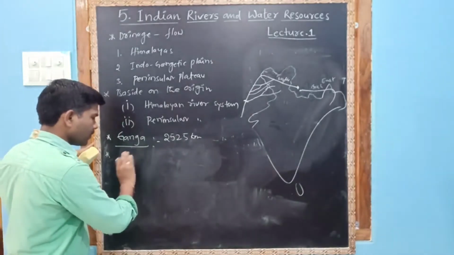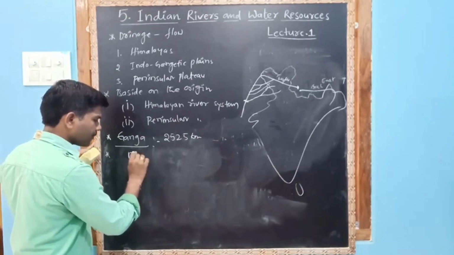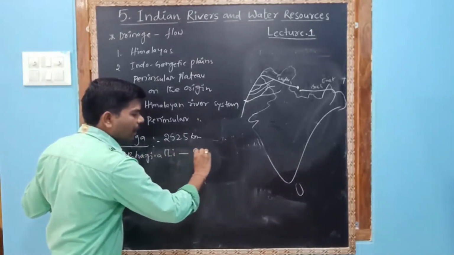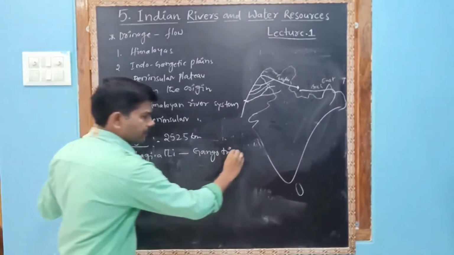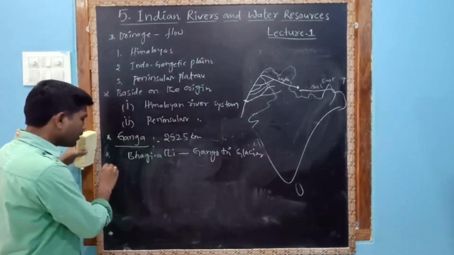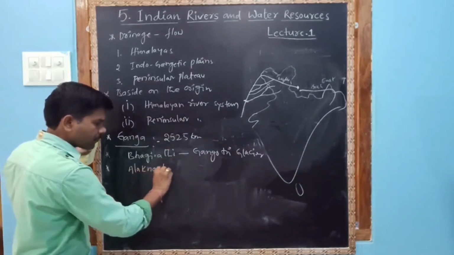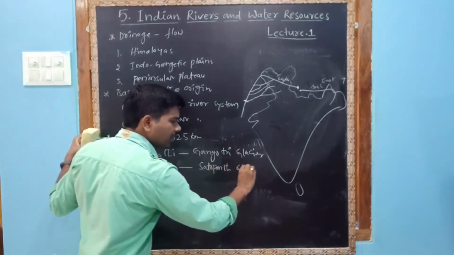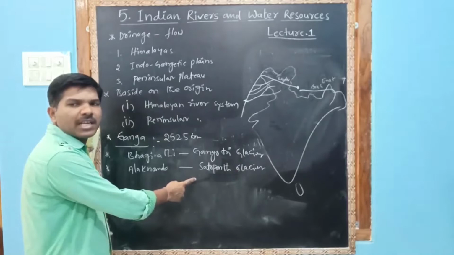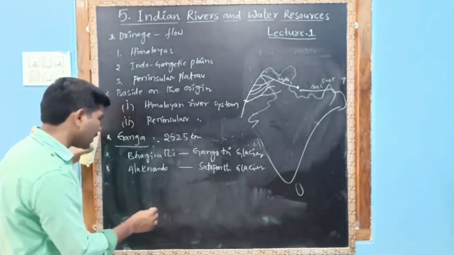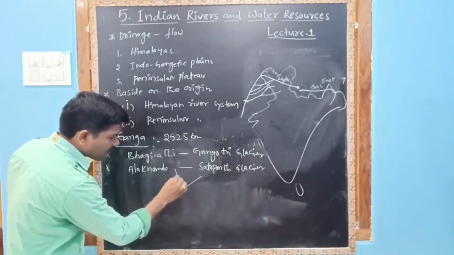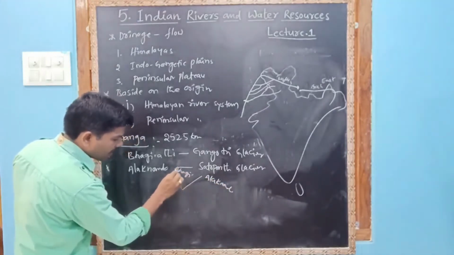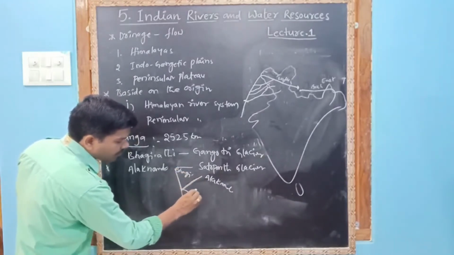One is Bhagirathi, which originates from Gangotri Glacier. Second one is Alaknanda. Alaknanda starts at Satopant Glacier. The Satopant Glacier is near Badrinath. For example, this is Alaknanda and this is Bhagirathi. These both are joined at Devaprayag.